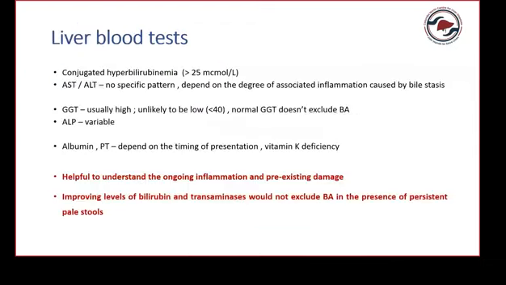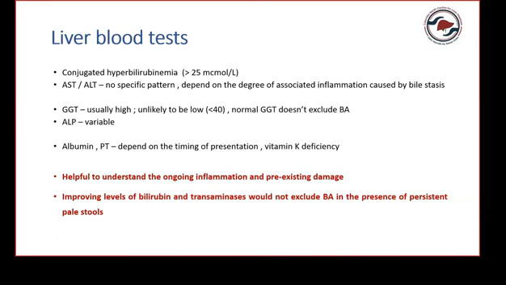How would the liver blood test help you in view of biliary atresia? You will invariably have conjugated hyperbilirubinemia. Will transaminases help you? It's true that we wanted to do the full liver functions to understand the current biochemistry, the liver status, degree of inflammation. But would it help to diagnose or to confirm biliary atresia? Not really, because for AST, ALT, there is no specific pattern. It depends on the degree of associated inflammation caused by bile stasis. So the number wouldn't matter, whether it's 60, whether it's 200, it will not exclude or include biliary atresia.